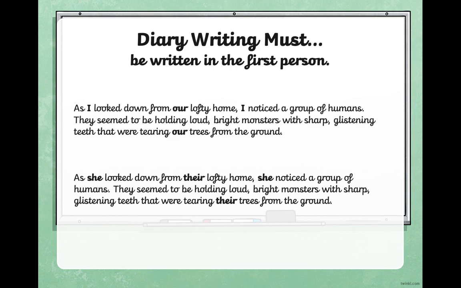So you can see here we've highlighted the pronouns. And our first one was the first person one. Our second one is actually written in the third person. It's talking about a girl or a woman, she.